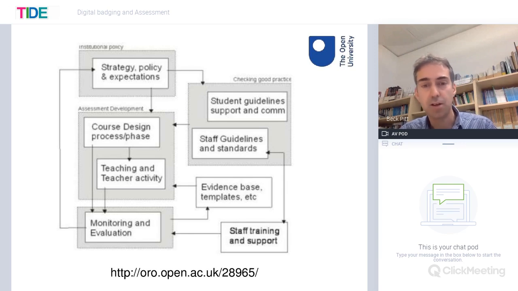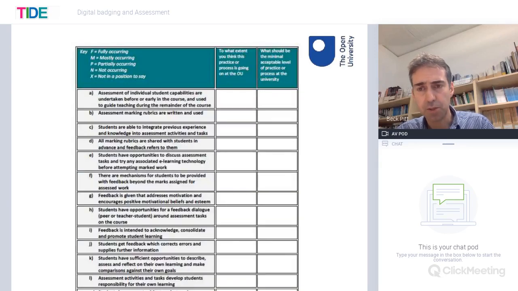And then finally, there's an element of the assessment process which is really just associated with staff training and support. That's a very important element, especially as assessment practices, just as all teaching practices, are accelerating at an increasing rate.